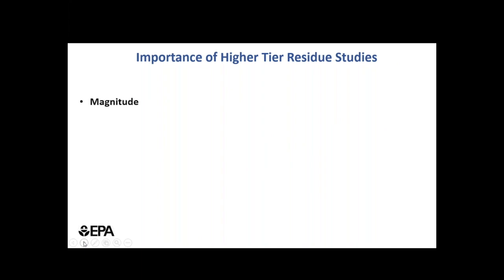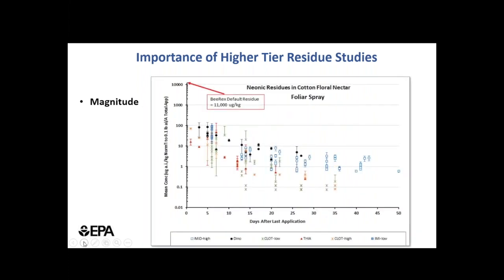So why are these studies important? First of all, they give us a chemical and crop-specific estimate of the magnitude of the pesticide of concern in the diet of bees. This is important, and I'll illustrate that with this plot here. On the vertical axis are the concentrations of various neonicotinoids in floral nectar of cotton, and on the horizontal axis are the days after the last application was made.